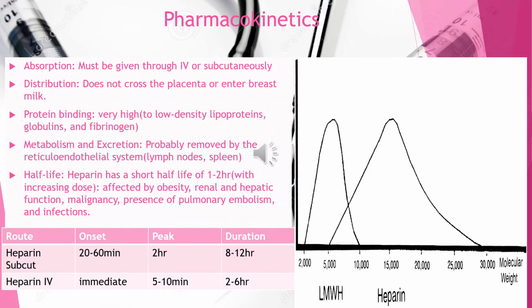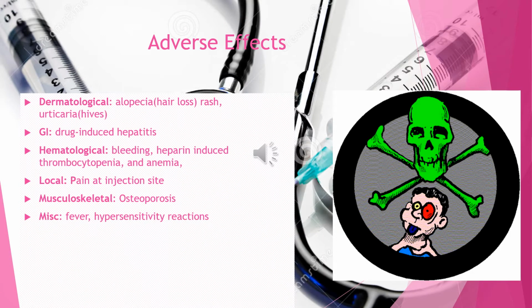And also when it comes to drugs, there is no perfect drug. Every drug has its side effects or adverse effects, just like heparin. Some of the adverse effects of heparin include alopecia, which is normal hair loss, rashes, hives. It basically induces hepatitis. Heparin could cause bleeding. It induces thrombocytopenia and anemia.